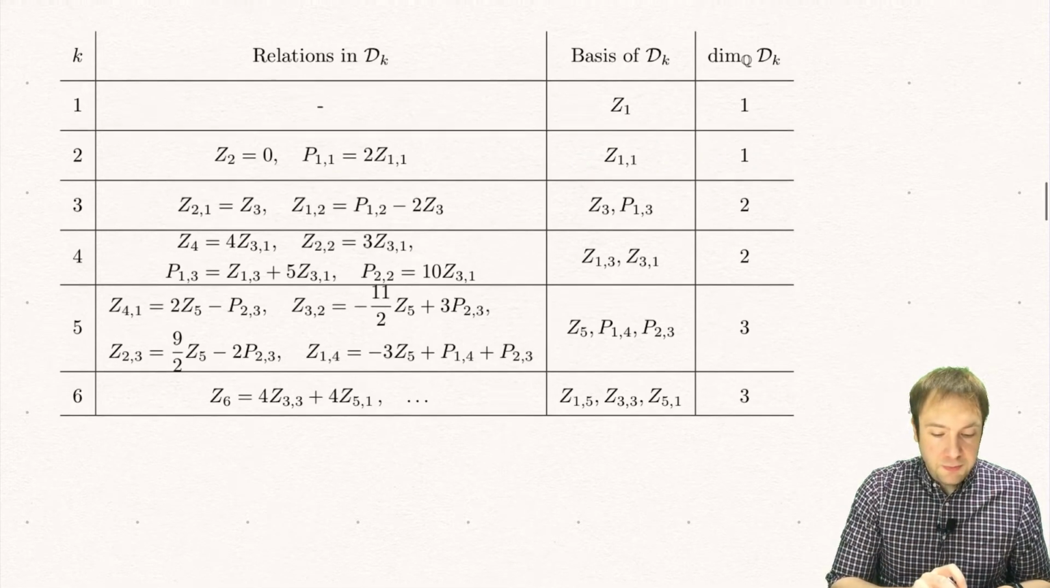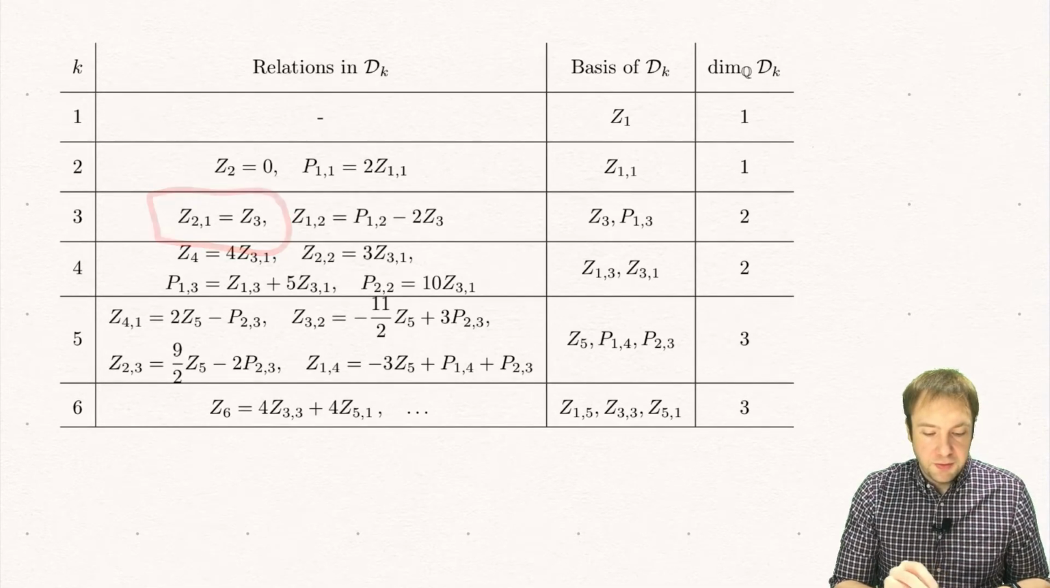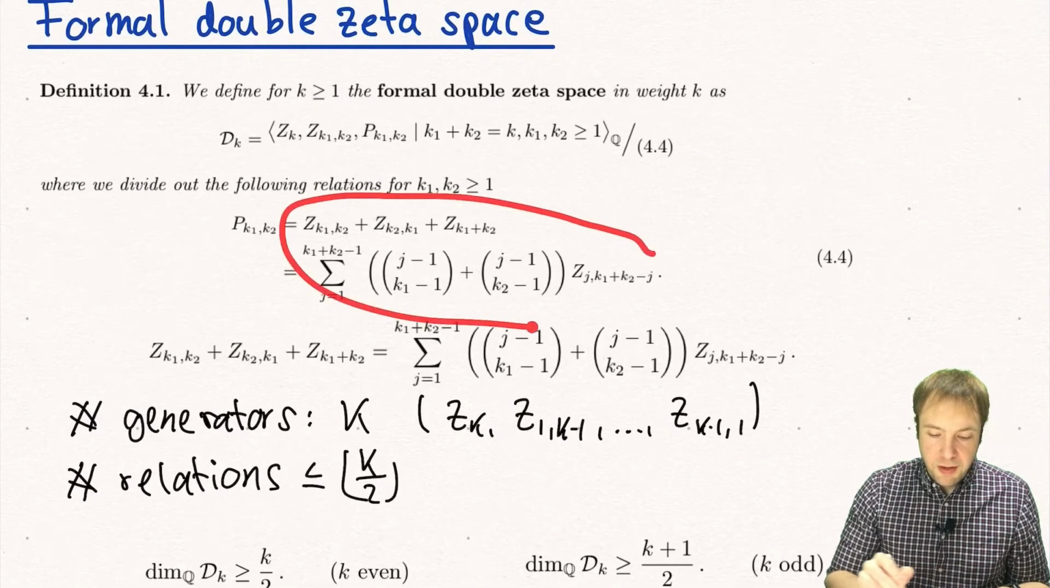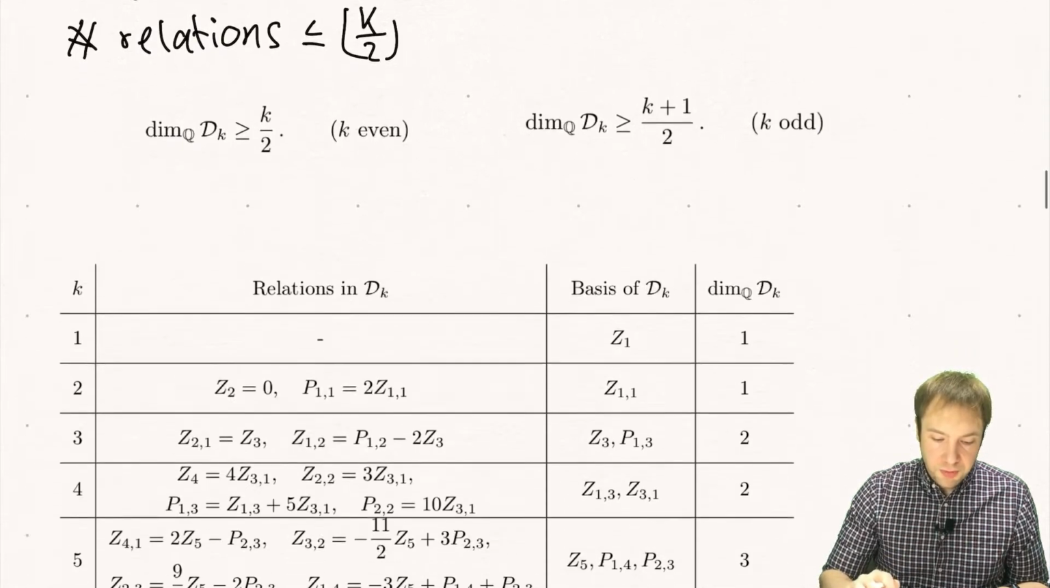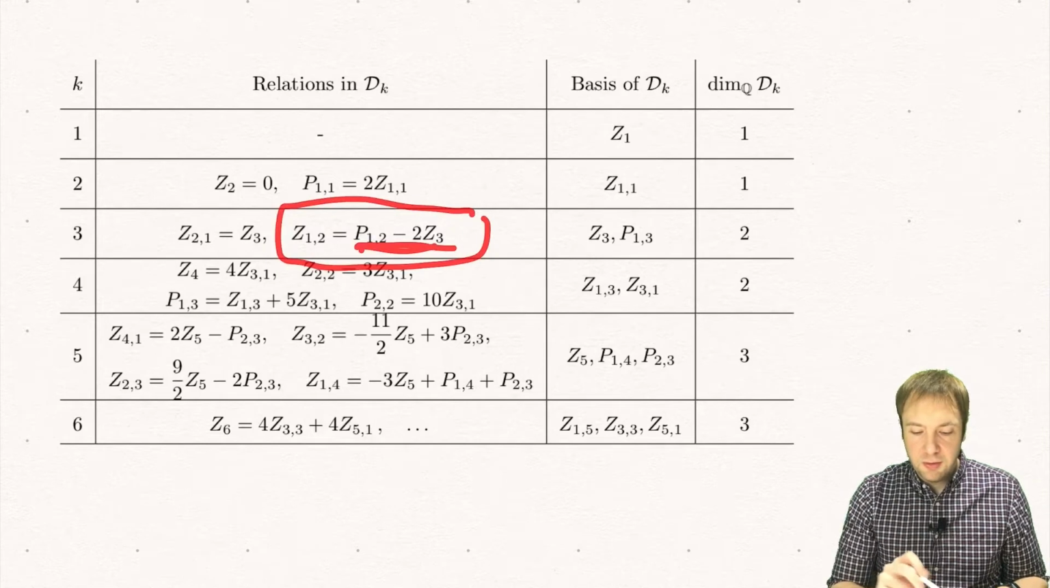And in weight 3, we get that Z21 is Z3. This comes from comparing this here in the case k1 equals 1 and k2 equals 2. And we also have that Z12 can be written like this.